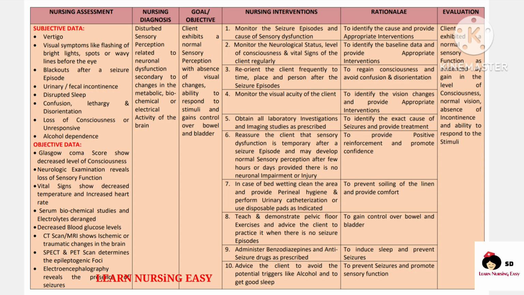Okay, teach about pelvic floor exercises, so this will help to gain control over bowel and bladder. And administer anti-epileptic drugs as prescribed, so this will induce sleep and prevent seizures. And advise the client to avoid potential triggers like alcohol and to get good sleep, so this will prevent seizures and promote the sensory function. In evaluation, you have to see whether the client's sensory function was regained.